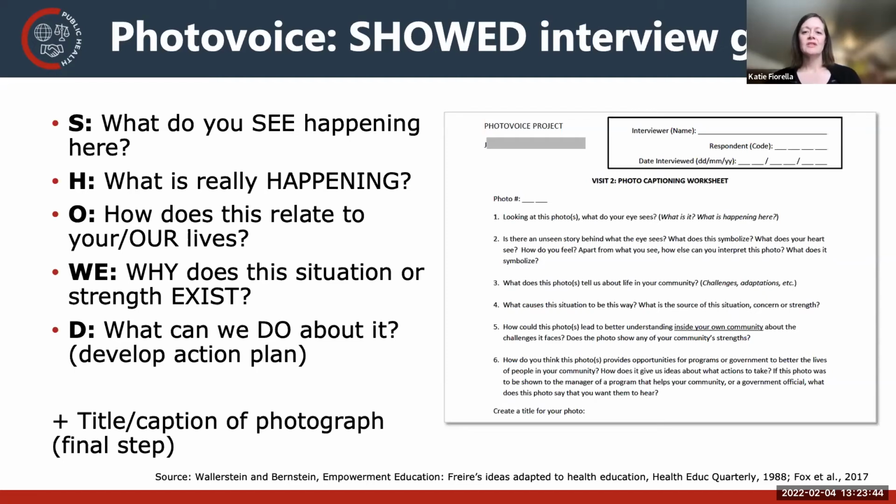So it starts with questions about what do you see happening here, moves to what is really happening, what's behind the scene that might not be in the image itself. How does this relate to your life or our lives? Why does this situation or strength exist? And what can we do about it, to really move to the action plan piece? And it also includes titling or captioning the photograph to really encapsulate it as well.